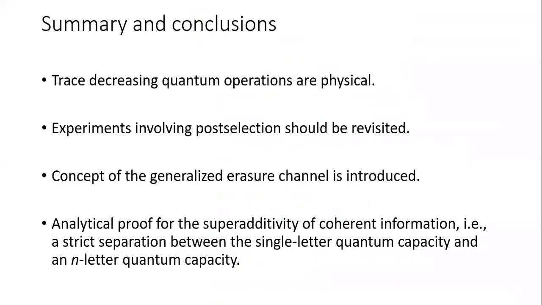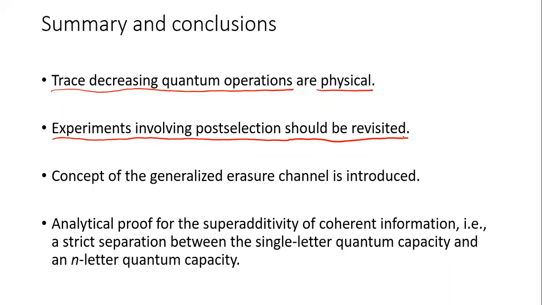All right, I come to conclusions. So my first goal was to focus on trace decreasing quantum operations and show you that they are physical. And I presented you an experiment where they appear. And then I just tried to persuade you that experiments that involve post-selection should be revisited, because even if the dynamics is completely positive divisible, some authors overlook this fact and treat the dynamics as if it was linear. And this results in incorrect statements.